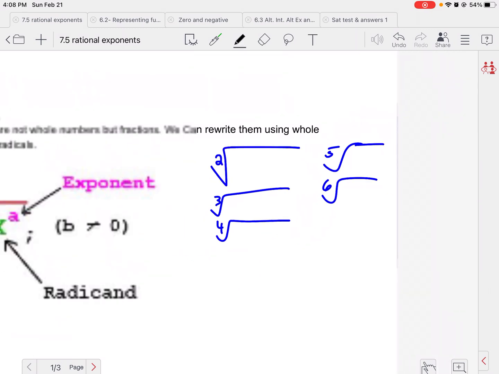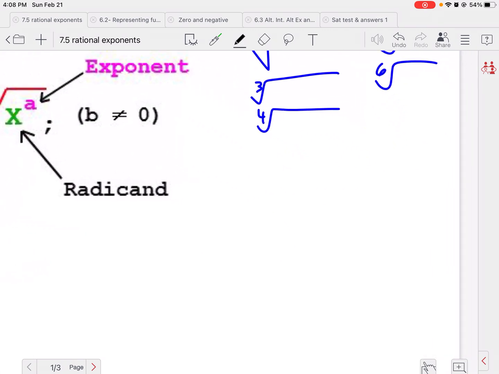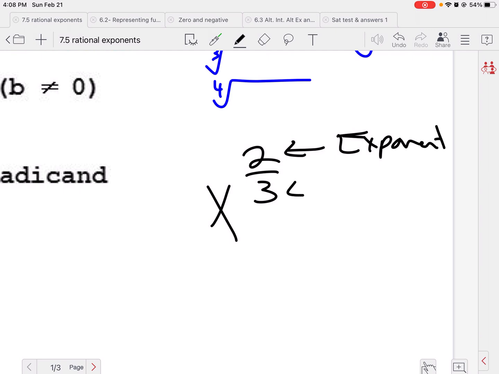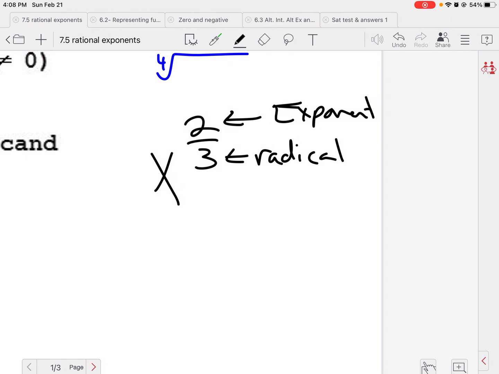But I digress. Okay, so what's going to happen is if we have x to the 2/3, this becomes the exponent, and this becomes the radical part, okay? And what I mean by that is this would now become the cube root of x squared, okay? And we would just leave it like that for now. We're going to learn how to simplify things tomorrow, okay?